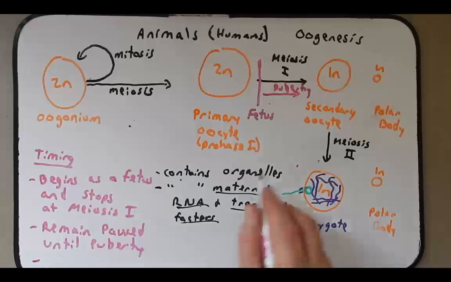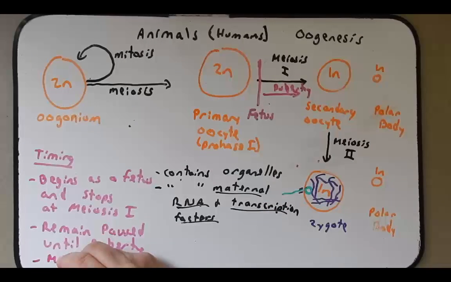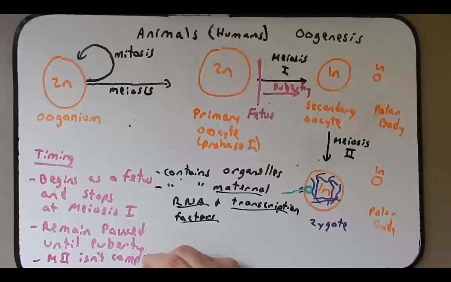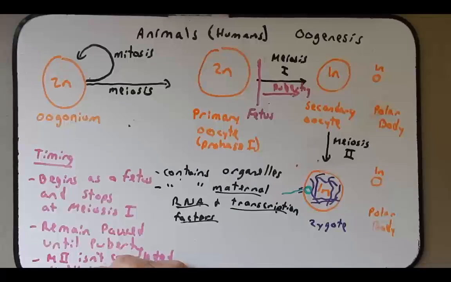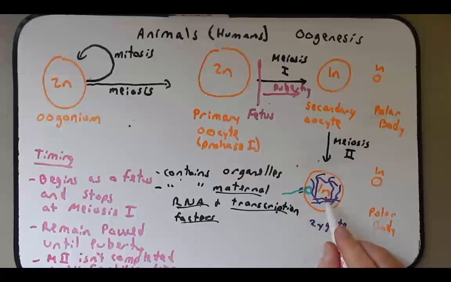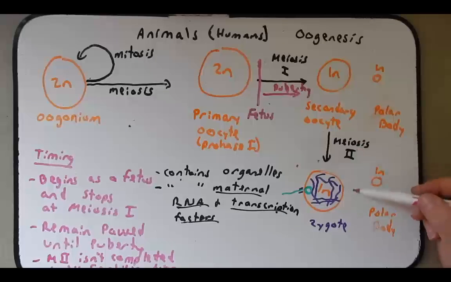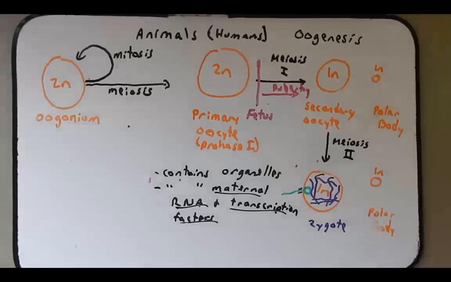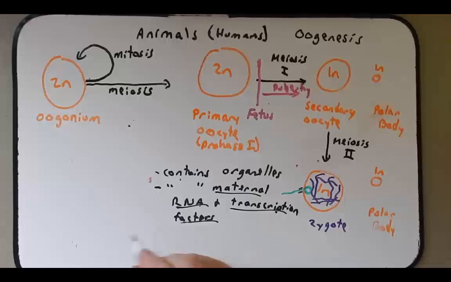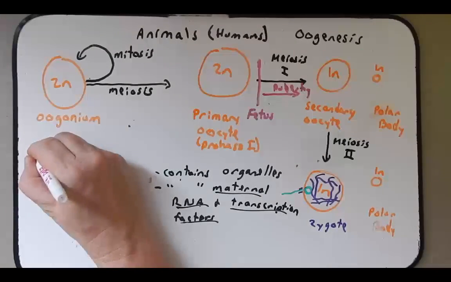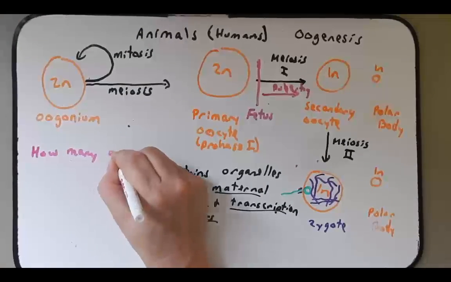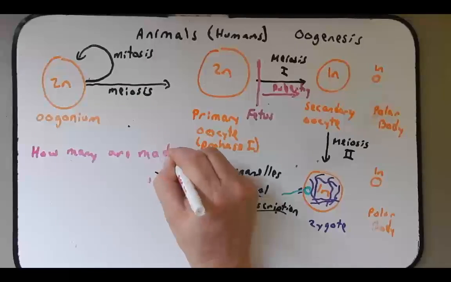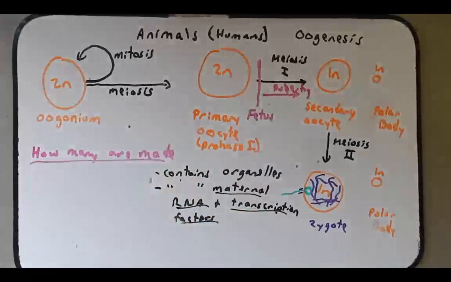Now, I also want to say that meiosis 2 isn't completed until fertilization. Once the sperm enters the cell, meiosis II will complete. Now, the next thing I want to talk about on this whiteboard is the question of how many are made. So we made a point of talking about that with sperm production, so now let's talk about that with ova production.